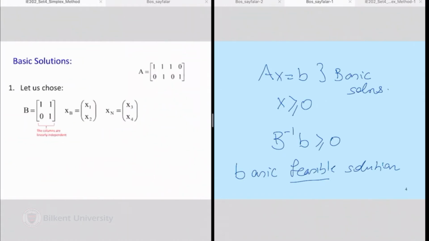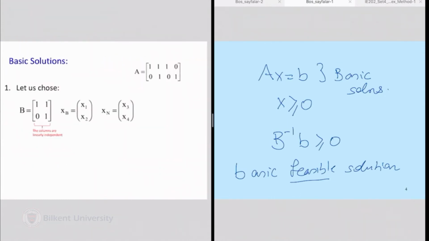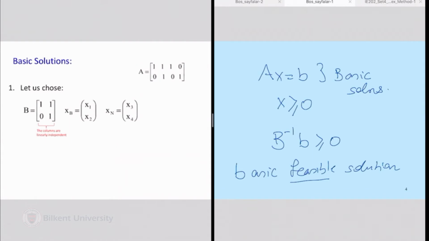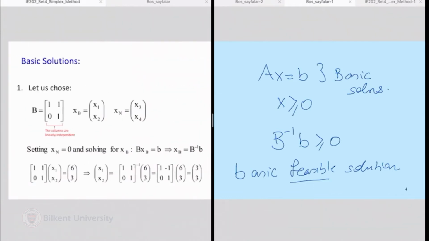Remember? So we tried all possible cases, choosing 2 columns out of the A matrix. For example, these are my columns, 1, 2, 3, 4. I can choose 1 2, 1 3, 1 4, 2 3, 2 4, and 3 4. These are all 6 possible choices of the B matrix that you bring to the front. Solve for it uniquely, find your B inverse b, see whether it's non-negative. If it is, it's a basic feasible solution. We had a bunch of them.